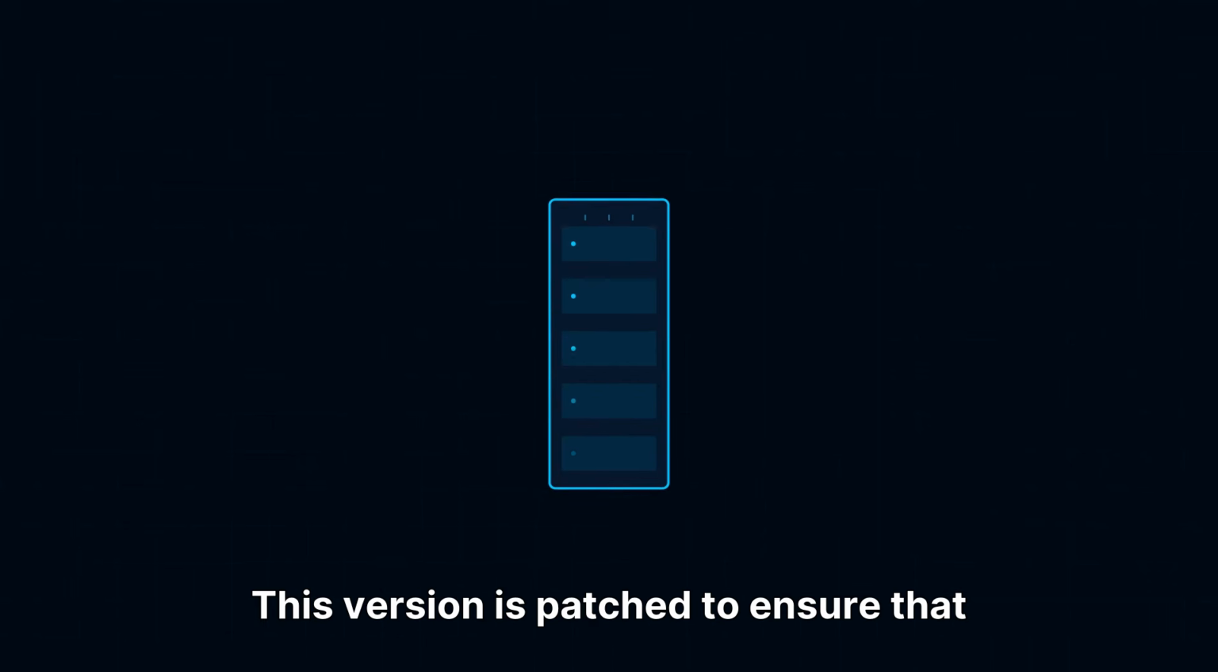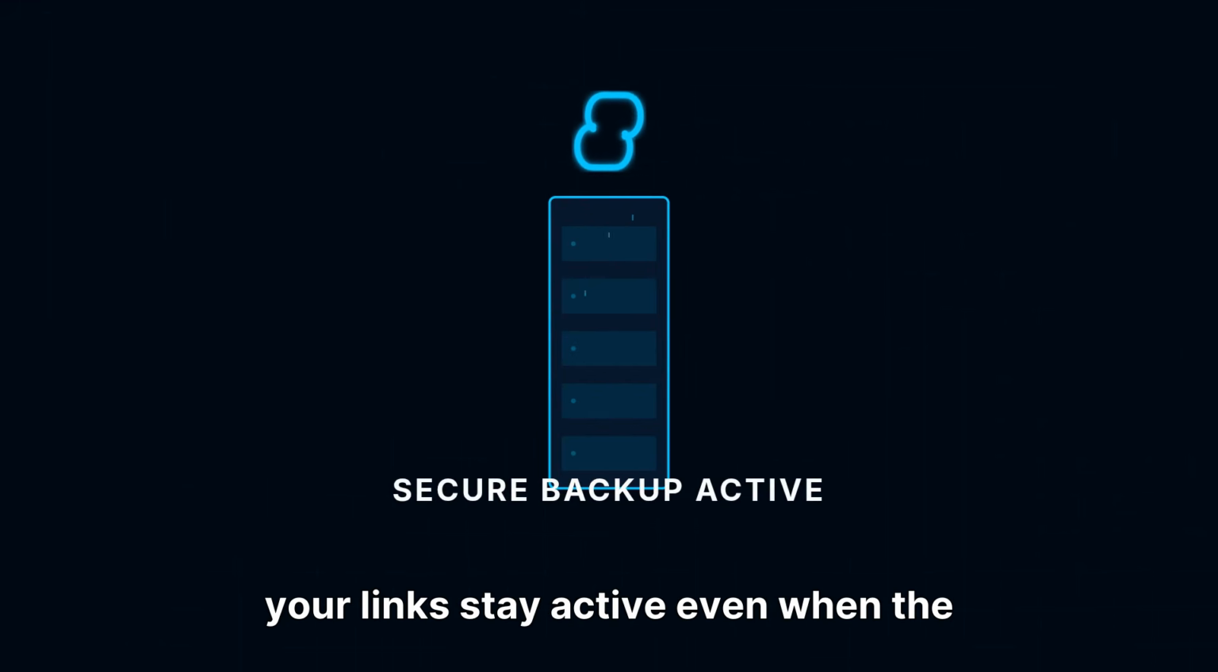Step 10. Enter code 730116 for the Cinema HD backup. This version is patched to ensure that your links stay active even when the primary servers are under heavy load.